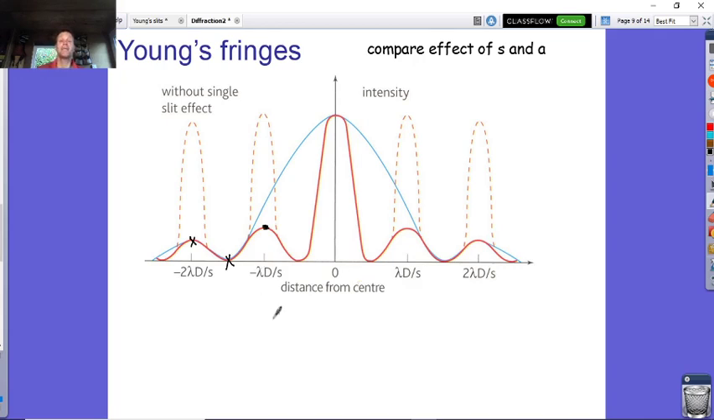So don't panic. If you found that hard, we will go through it again when you come back into college. Don't panic. Anyway, hope you got a bit of an idea of how you get the Young's fringes inside the single slit diffraction envelope.